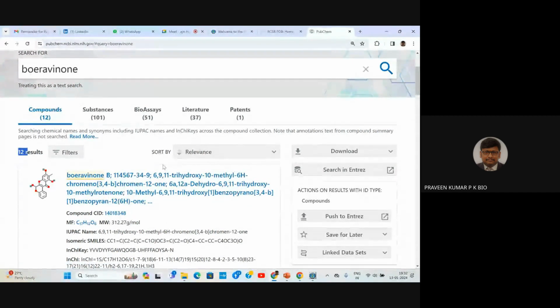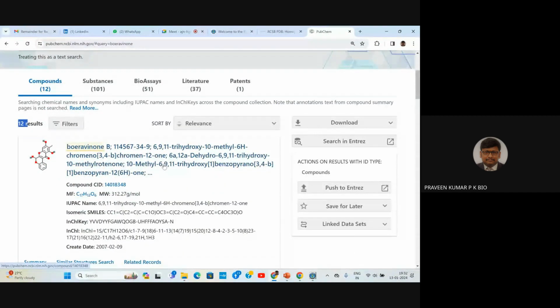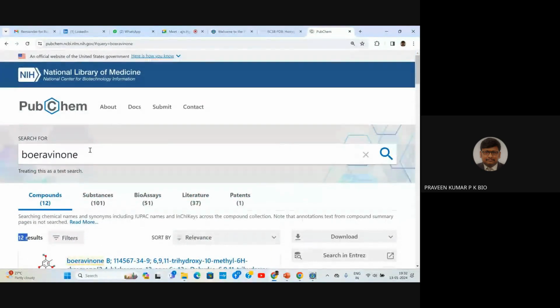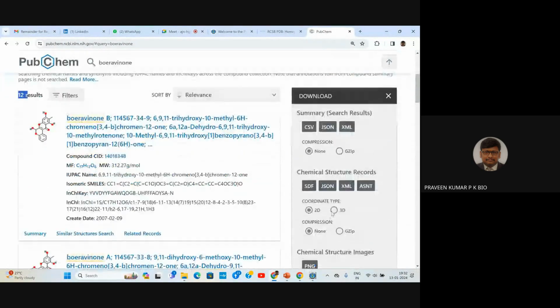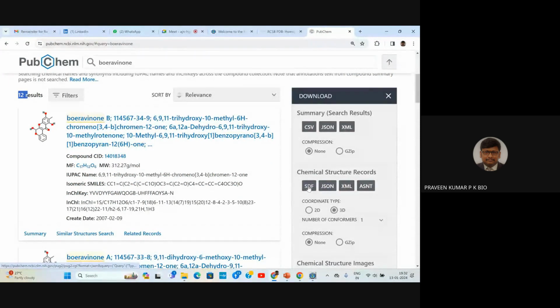Also, a few more Guaravinones are there, but the structures are not yet established or not yet posted in NCBI PubChem. You can find them in recent literature. For now, let me work with these 12 results. When I typed Guaravinone, I got 12 results. If you want to download all 12 results, simply click download, and instead of coordinate 2D, go for 3D. Check the 3D and then click SDF.